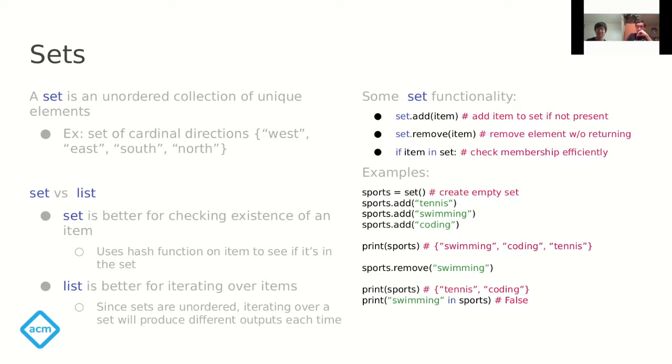So when you print sports, like a dictionary, it doesn't print in the same order you insert it. So it could be any random order. And we can remove an item and then print again with that item removed. And this will check membership. You can see that swimming is not in sports, so we return false.